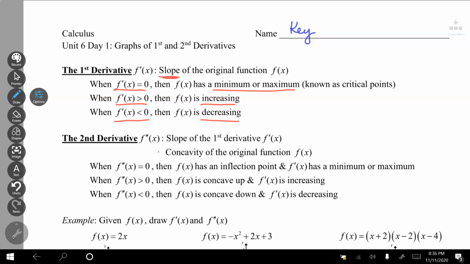F double prime, the second derivative, is the slope of the first derivative, or the concavity of the original function. So when f double prime is equal to 0, that means we have an inflection point. When f double prime is positive, it's because the original function is concave up, and when f double prime is negative, that's because the original function is concave down.